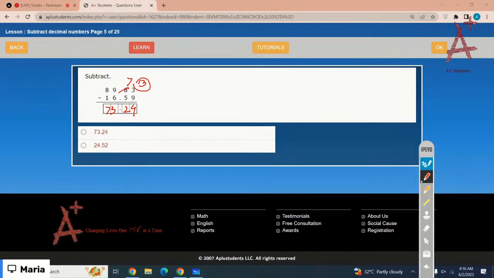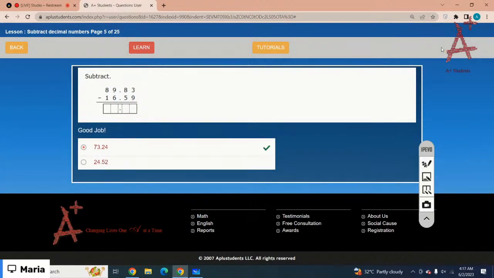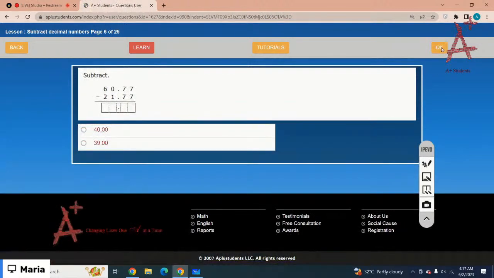So the correct option is 73.24. Select the correct option, then click on the OK button. Okay, the next one is you have to subtract 60.77, take away 21.77. So let's just subtract.